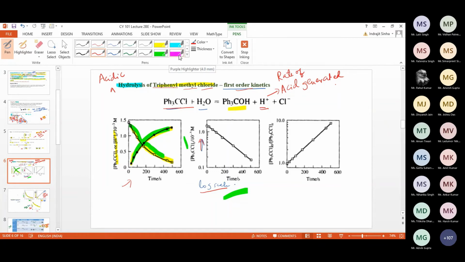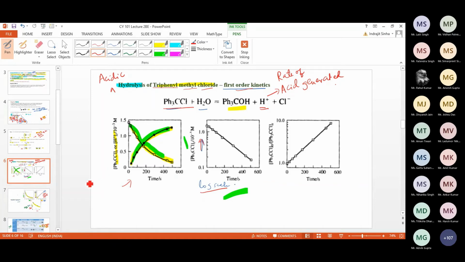So what do you have to do? You have to measure the amount of acid, or you can also do a pH metric titration, that is, how is the pH changing with time? That is another way of tracking the acidity, the acid concentration, of this particular reaction.